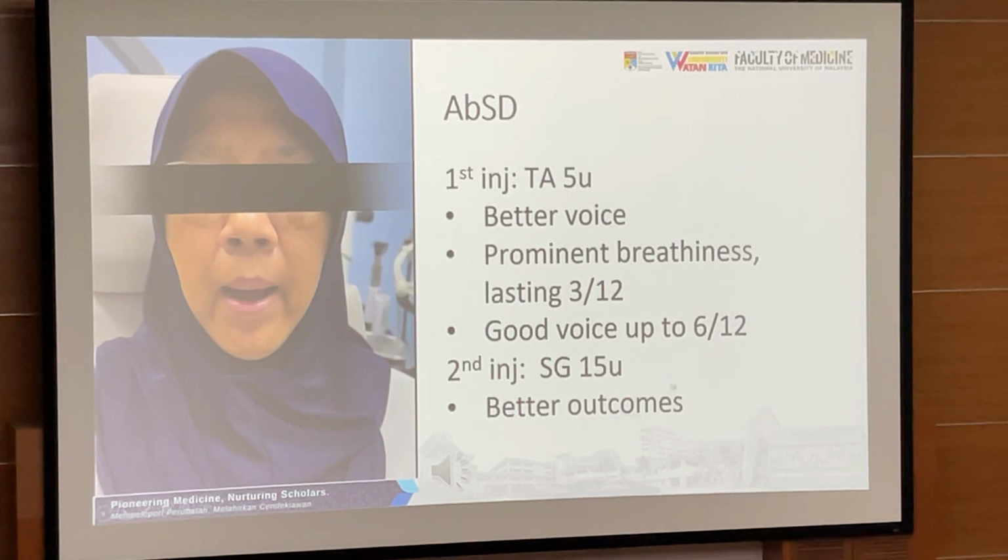For the second injection, she wanted to try the supraglottic injection. So with the thyroarytenoid dose, we tripled the dose and administered it to the supraglottic region. For the second injection, she received 15 units of botulinum toxin at the supraglottic region, and she had better outcomes with this injection. You can hear the patient's voice, this is 1 month post-procedure.